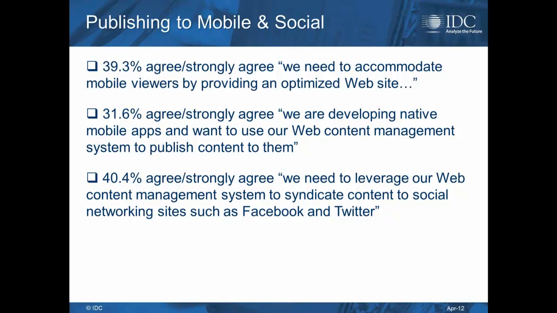On the mobile side, there's mobile web, and then mobile apps. We hear companies want to be able to publish to both. And on the social side, note that 40% want to be able to syndicate web content to social networks. So again, our research statistics are showing this great growth and interest and demand for solutions for both mobile and social.